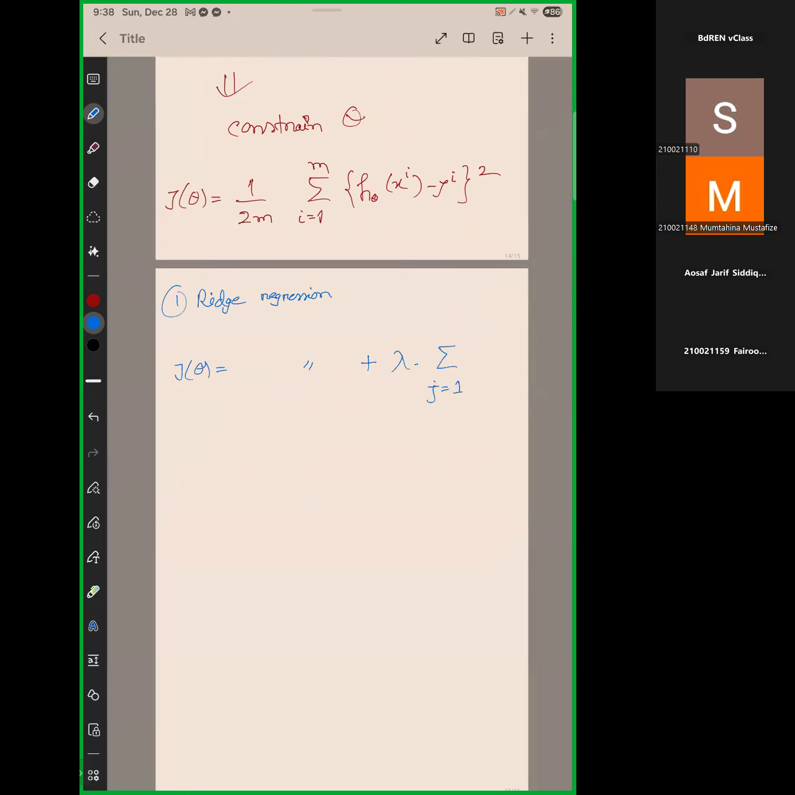to n. n কি ছিল মনে আছে? n or d? Number of features. Yes, number of features. This is your theta j whole square. Okay, so basically you have this value here directly, but we are adding another term. The term is this. Okay, এই জিনিসটাকে বলা হয় this is called shrinkage quantity.